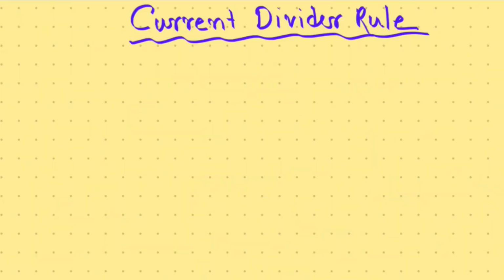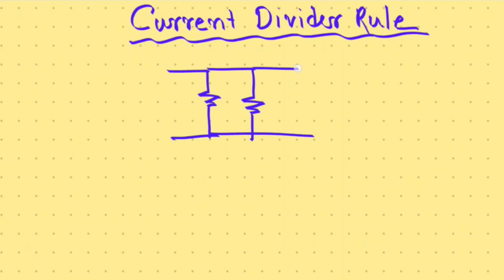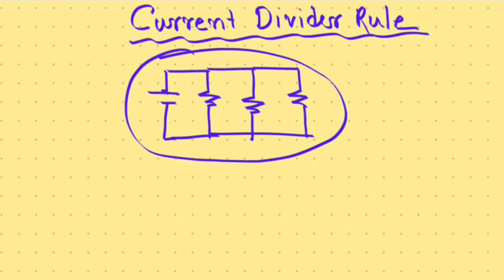Voltage divider rule we apply in a series circuit, and current divider rule we apply in a parallel circuit. When the resistors are connected in parallel, the connection of the resistances will be like this. So this is the source, and this is the connection of parallel resistance. In this condition, we will apply the current divider rule to find the different current values across each resistance.